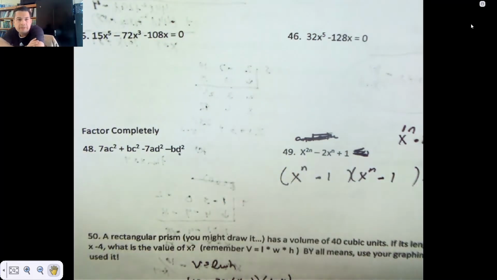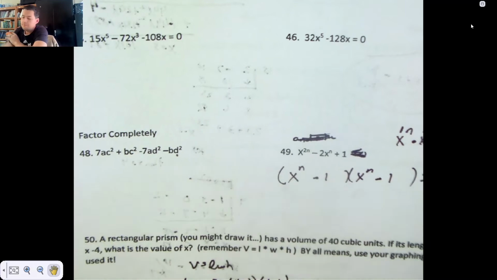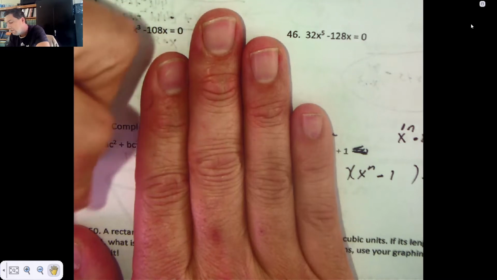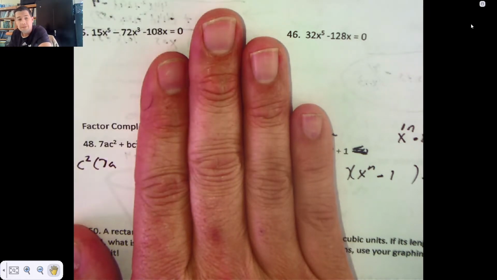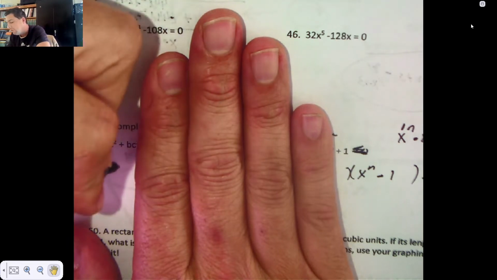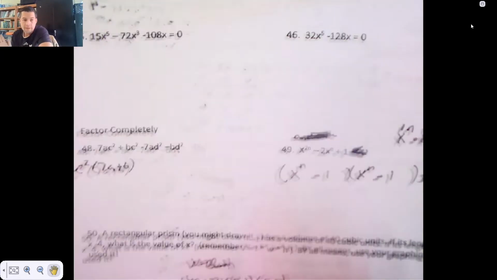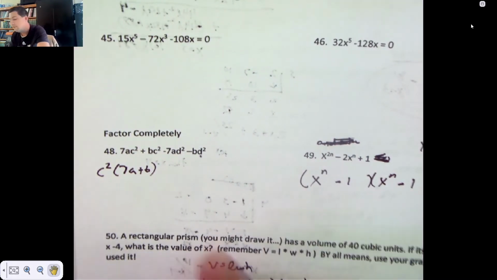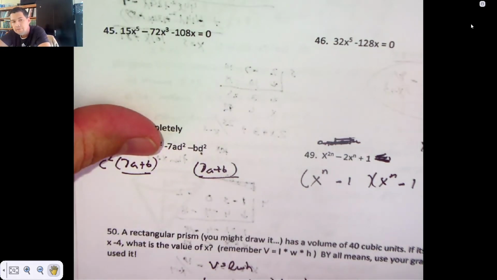48 is probably factoring by grouping. It looks like factoring by grouping to me. We have 7a c squared plus b c squared. And what I notice is that both of these terms contain a c squared. If I pull out a c squared from 7a c squared, I have a 7a. If I pull it from b c squared, I have a b. Now the nice thing about the factoring by grouping technique is that this factor has to repeat. So I can look at the second set and think, what do I have to pull out so that I end up with positive 7a plus b? I have to pull out a negative d squared.